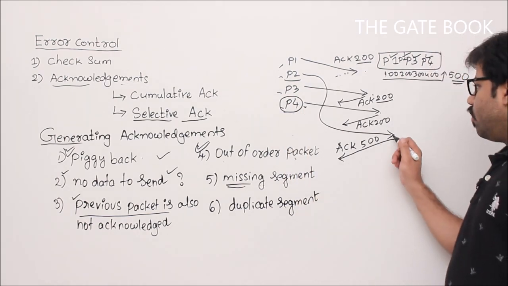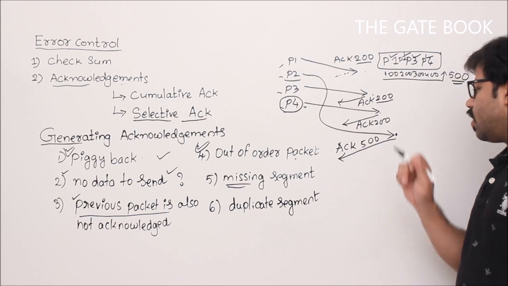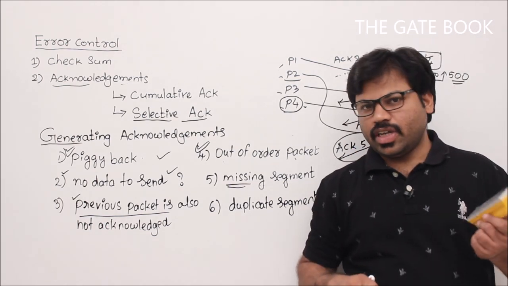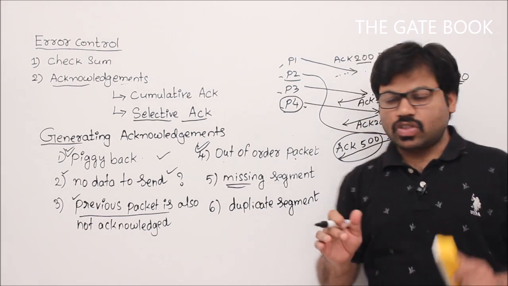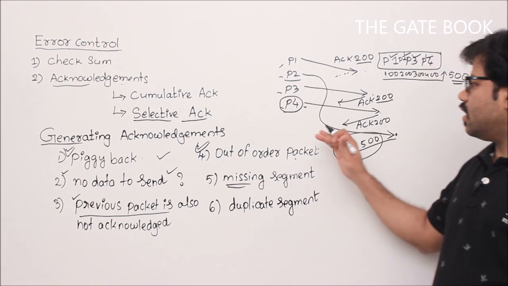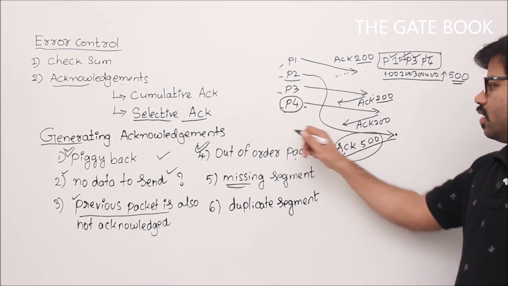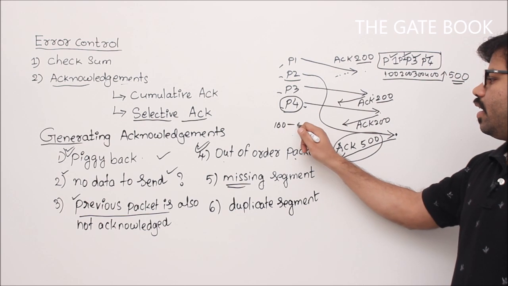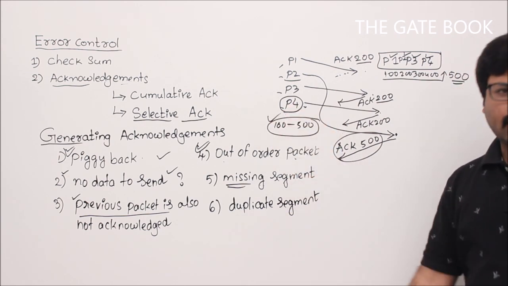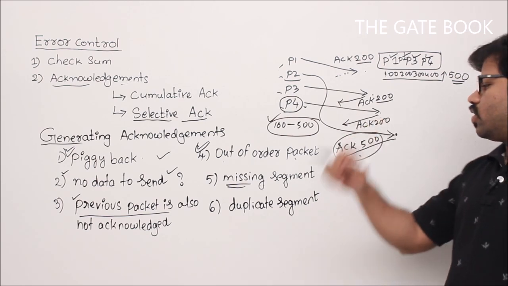But the first time you get P2, at that moment we suddenly send ACK 500. Whenever it is received by your sender, your sender will be very happy and it will think that 100 to 500 are all completely received. That is the way your sender understands things. That's why this is also important.